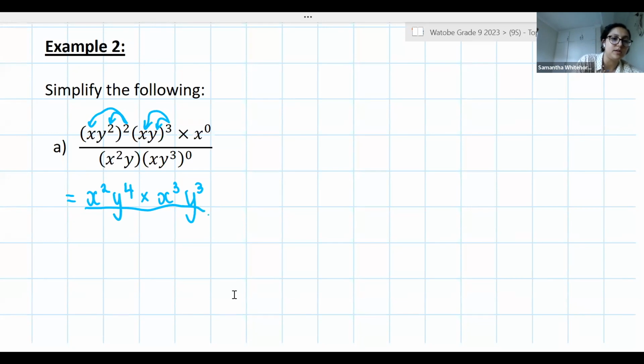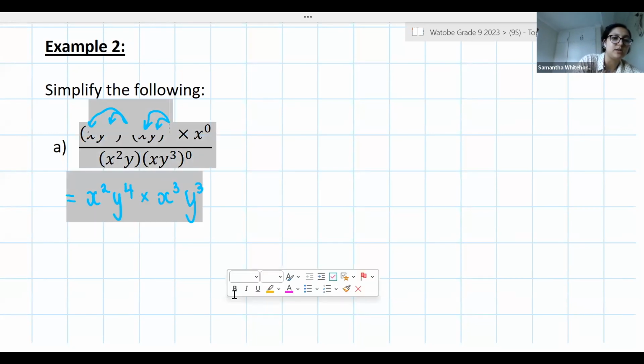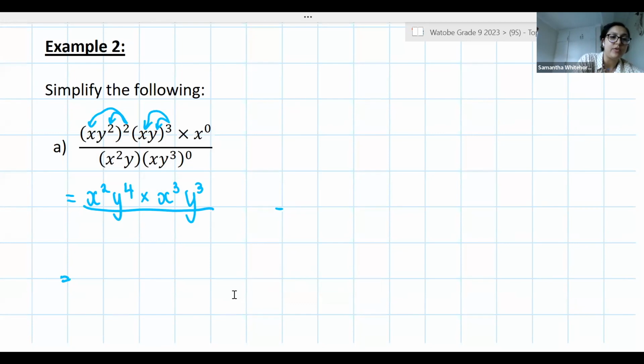Sorry. So if we were to simplify that, x to the power 5, y to the power 7. Okay, I'm just doing that in my next step. What about in the denominator? Or rather, what about this x to the power 0? What happens to that?